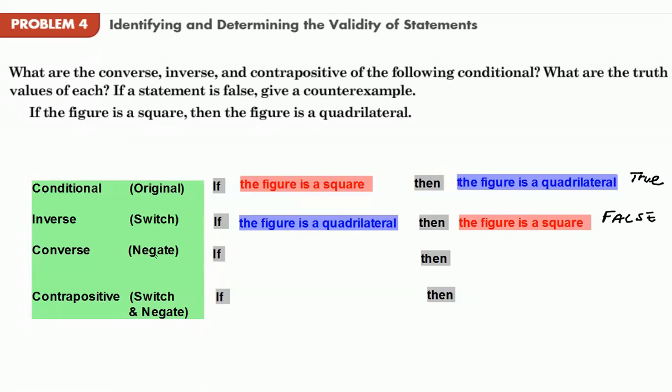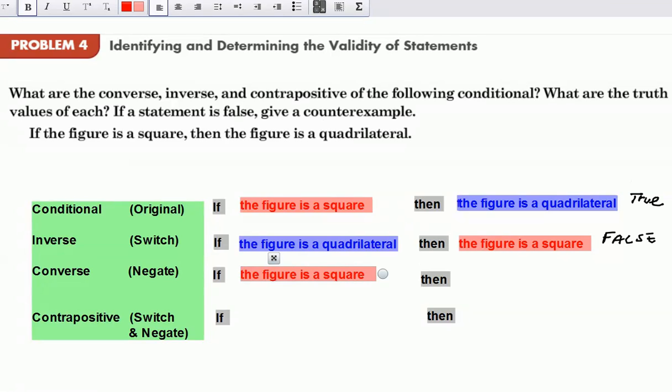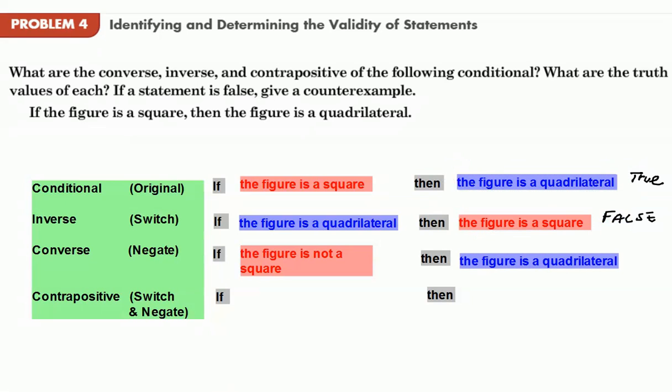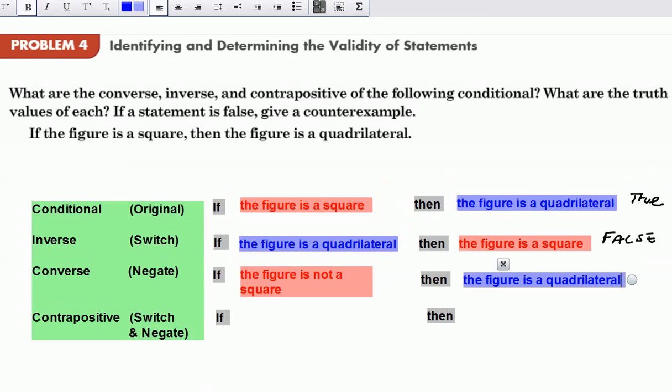Converse. Converse means to negate. So we want to put the word no or not. So we're going to move our hypothesis down to the bottom, and we need to change it by putting the word not. So we're going to say the figure is not a square. We also need to do the same thing for the figure is a quadrilateral. We're going to move that one over here to the conclusion, but we need to put the word not. We need to negate it. We need to make it the opposite. The figure is not a quadrilateral.